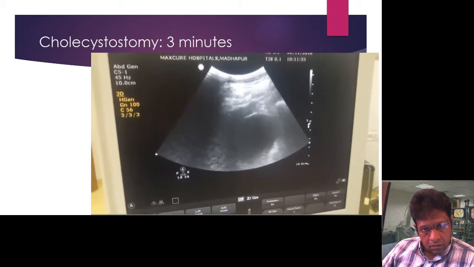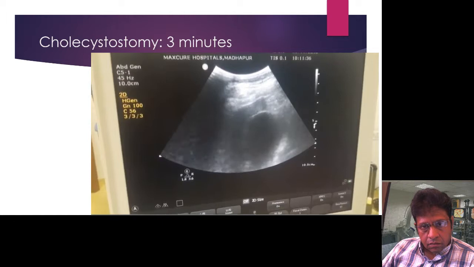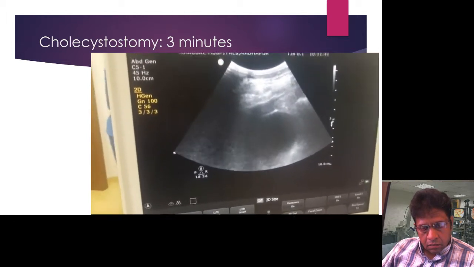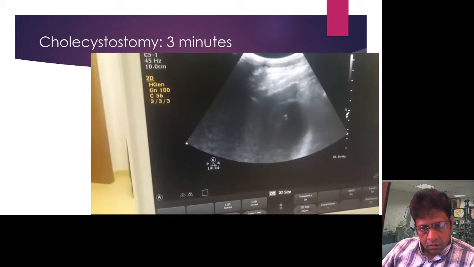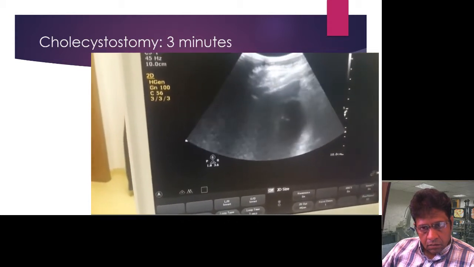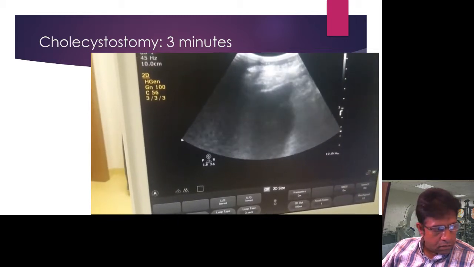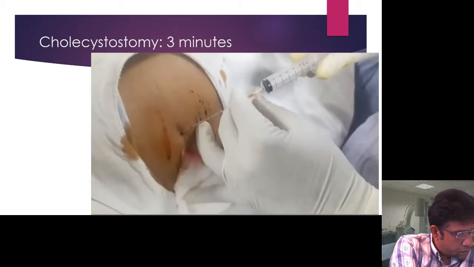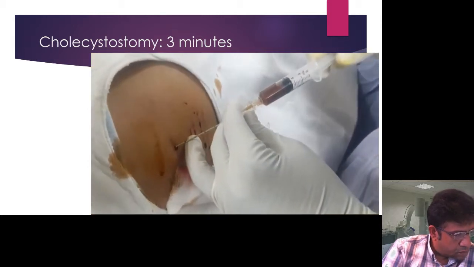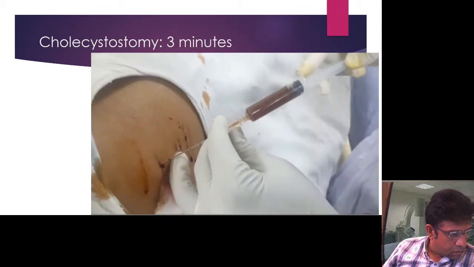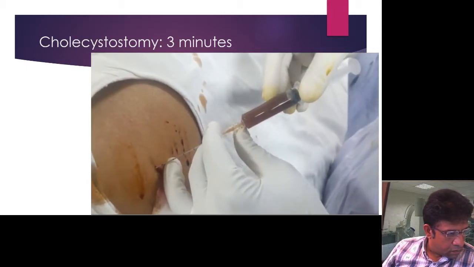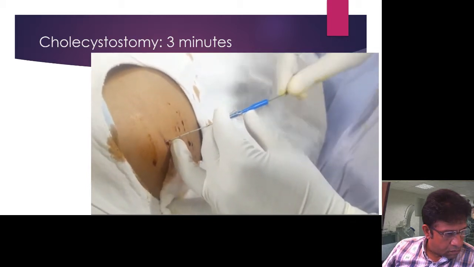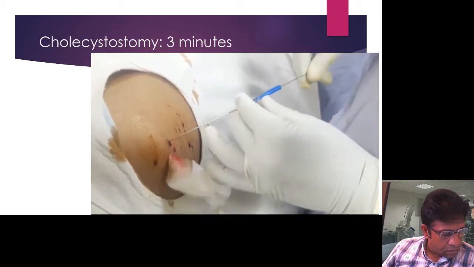There you can see that our needle is touching the wall of the gallbladder, and then we have entered into the gallbladder. See, I'm moving it up. So that is the needle tip in the gallbladder. There you can see the echogenic tip moving right into the center. Once we are in the gallbladder, I'm aspirating the bile sample. It looks black, almost brown to black. So I'm passing the guide wire through the puncture needle.